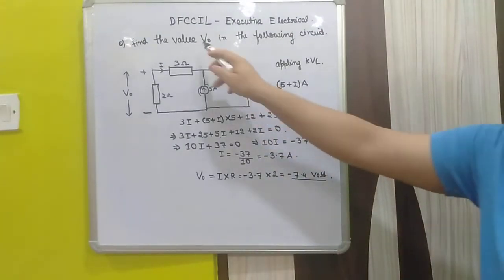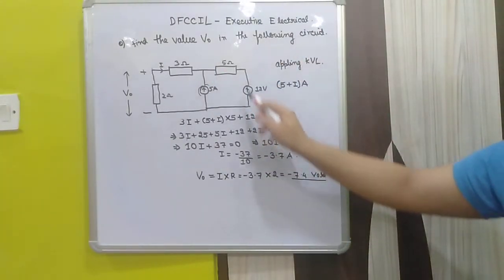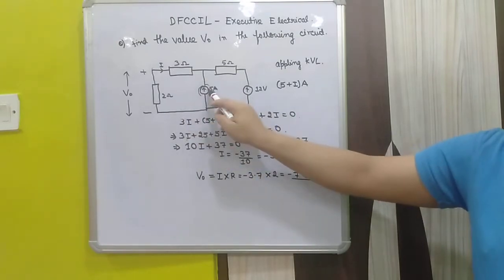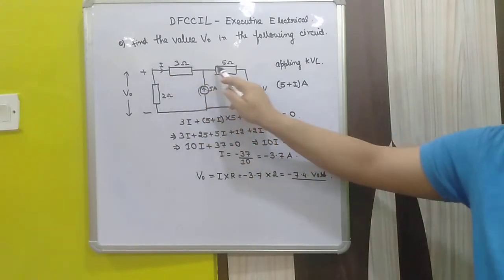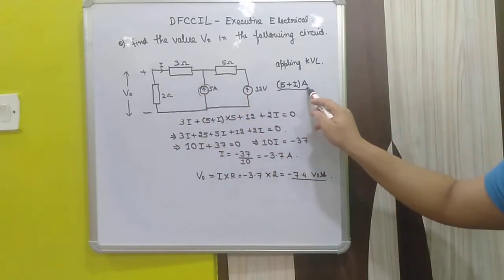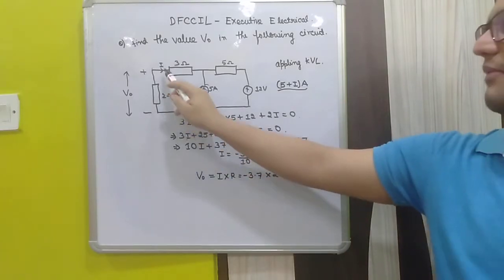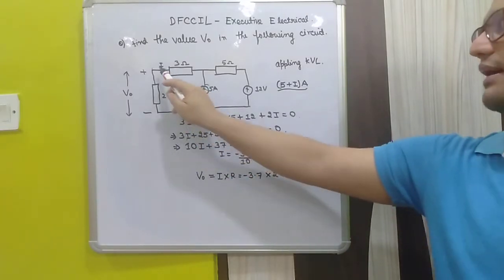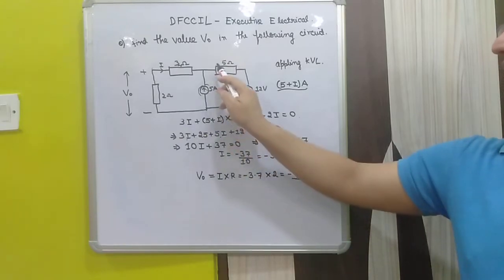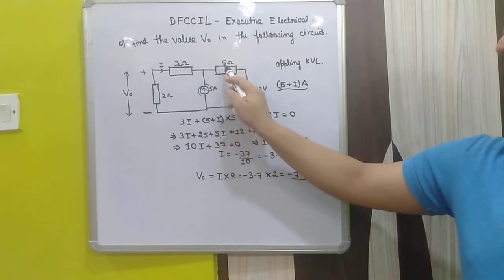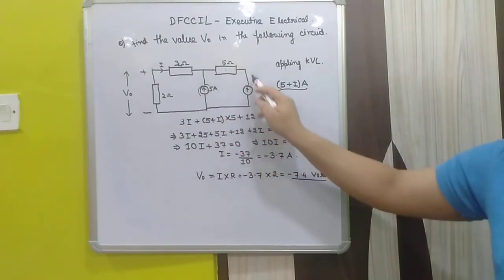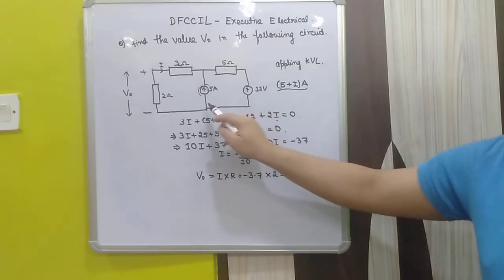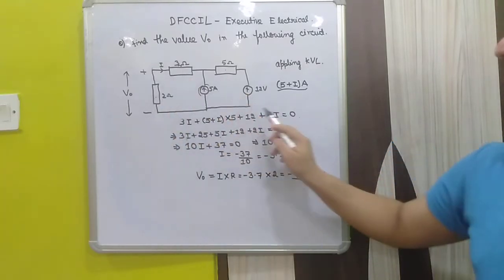Use this V naught in the following circuit. We have taken the KVL throughout the circuit, this 5 ohm, and the current I is flowing over there. So we have added 5 plus I ampere. So just we have multiplied V is equal to IR, 3 into I, plus this 5 plus I is multiplied with the 5 ohm resistance plus 12 volt source plus current is flowing I, that is 2I, is equal to 0.